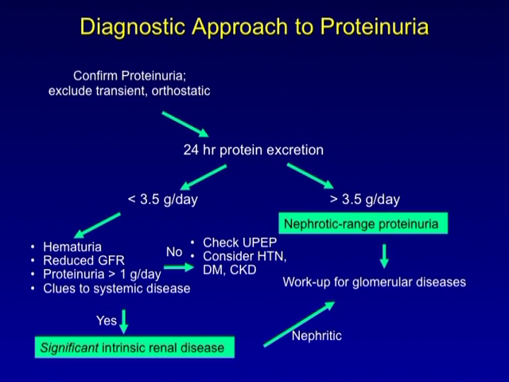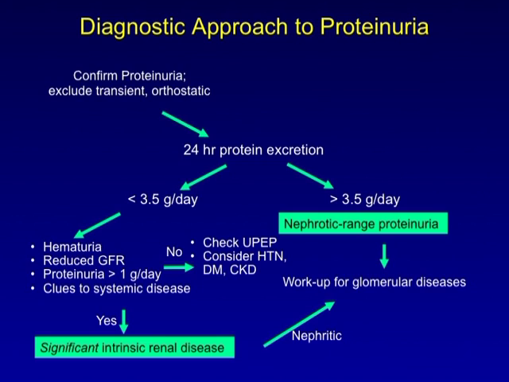Okay, so quickly walk through a summary of proteinuria and hematuria, and then we'll conclude. So how do you approach the patient with proteinuria? This is a summary of what we've talked about. First, we're going to confirm it, exclude transient and orthostatic proteinuria. We're going to do a 24-hour collection, or I would argue you can even start with the protein-creatinine ratio and subdivide into subnephrotic or nephrotic.